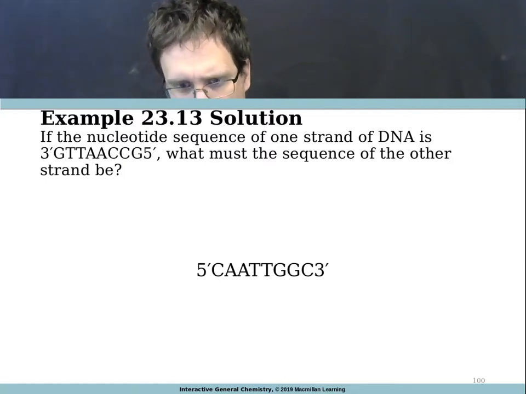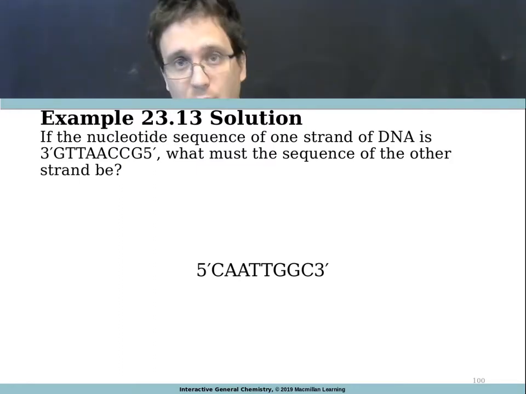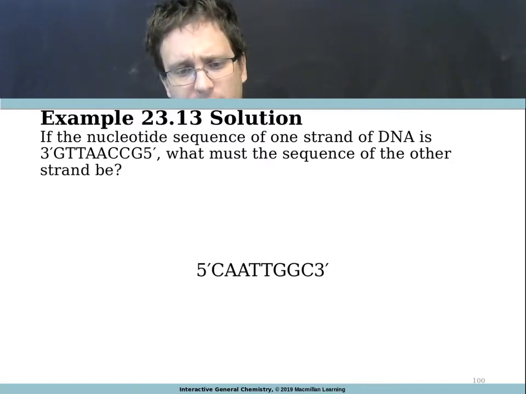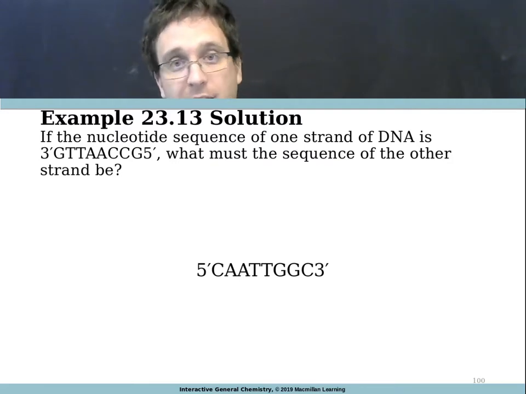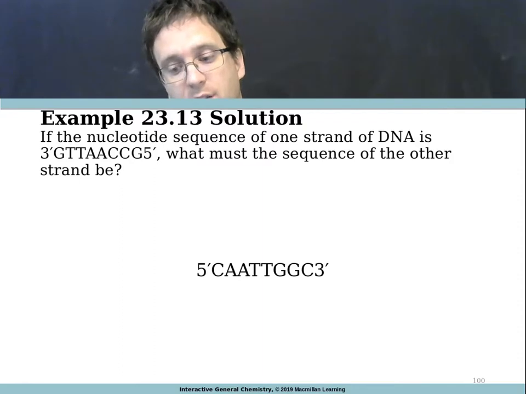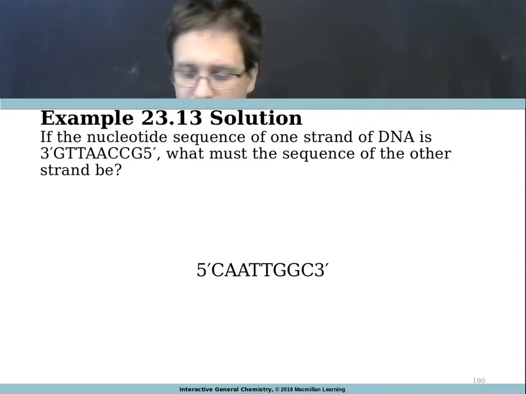And then just to remind you, the RNA is going to replace thymines with uracil. So if we had a DNA sequence of the 3' GTTAACCG 5', it could match with an RNA sequence, which was 5' CAAUUGGC 3'. So those thymines would be replaced with uracils.